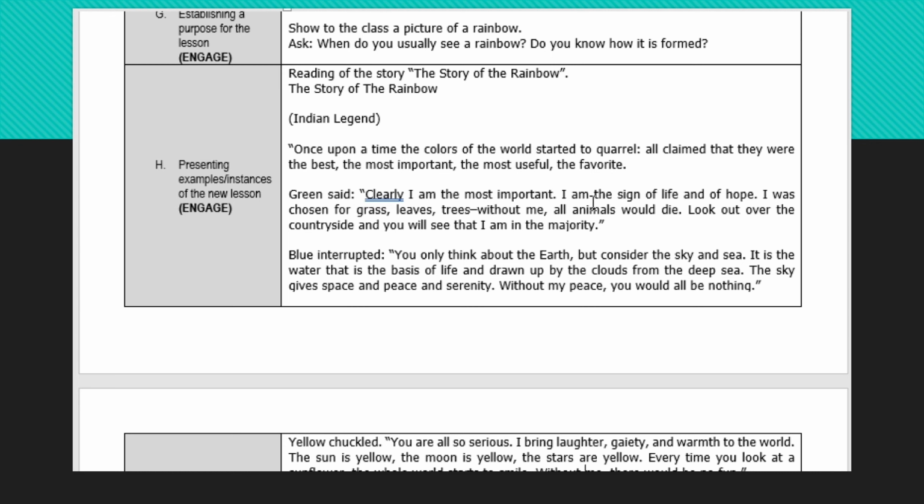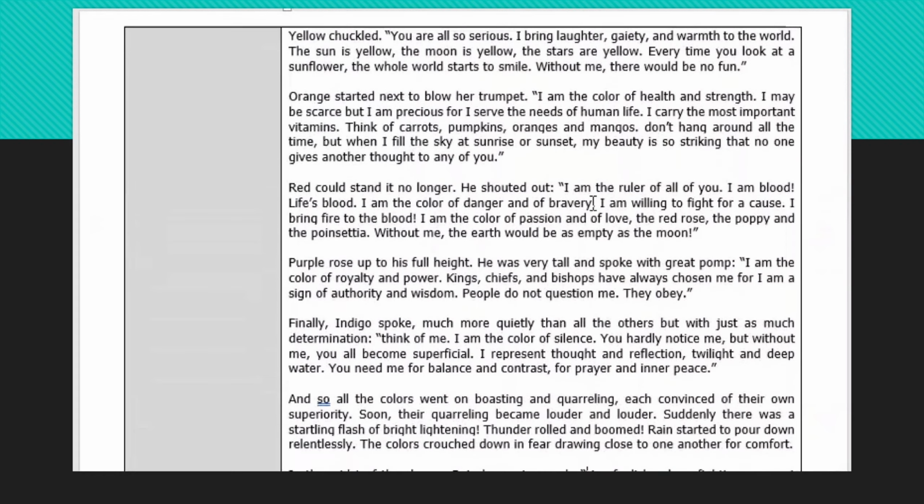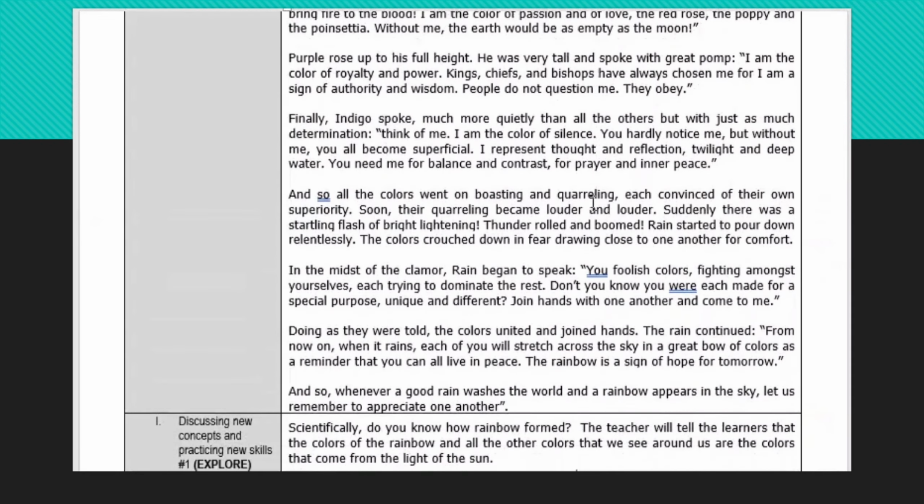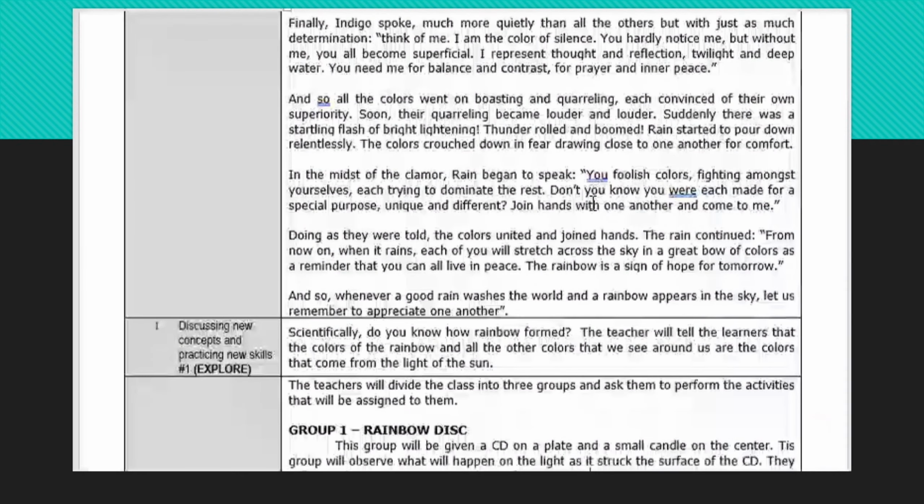But in my case, I used a self-made video lesson wherein I pre-recorded the story of the rainbow. I wanted this part not to consume a big amount of time in my demonstration teaching, because our lesson still needs to be SMART. So again, this story is an Indian legend taken from our very own science textbook.